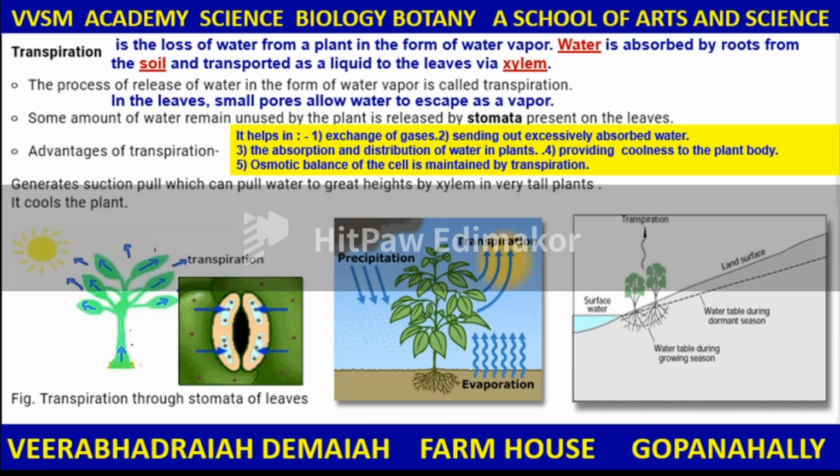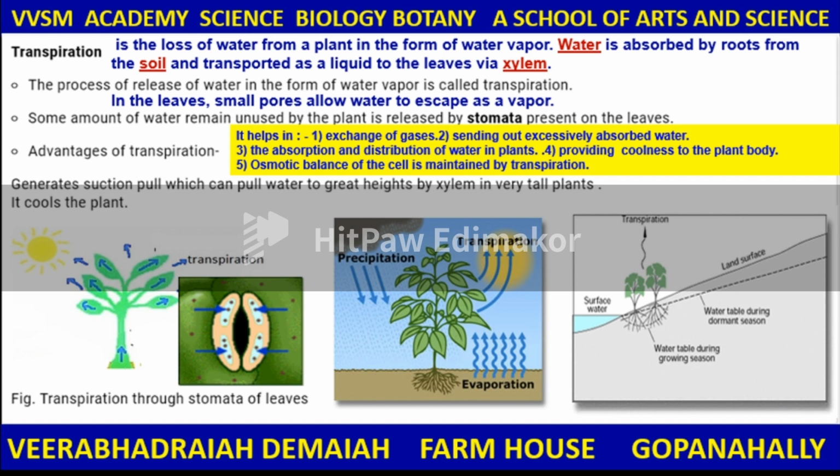In botany, we can come across transpiration: the loss of water from a plant in the form of water vapor. Water is absorbed by roots from the soil and transported as a liquid to the leaves via xylem.